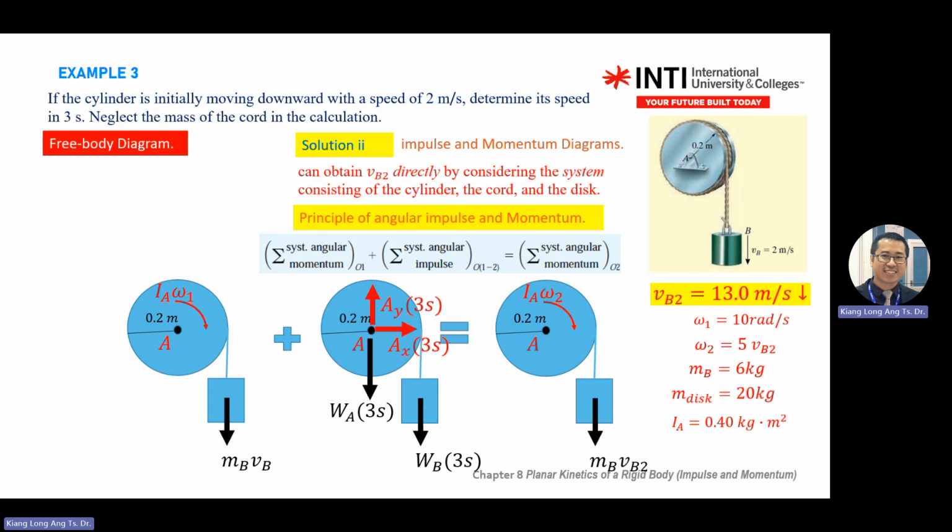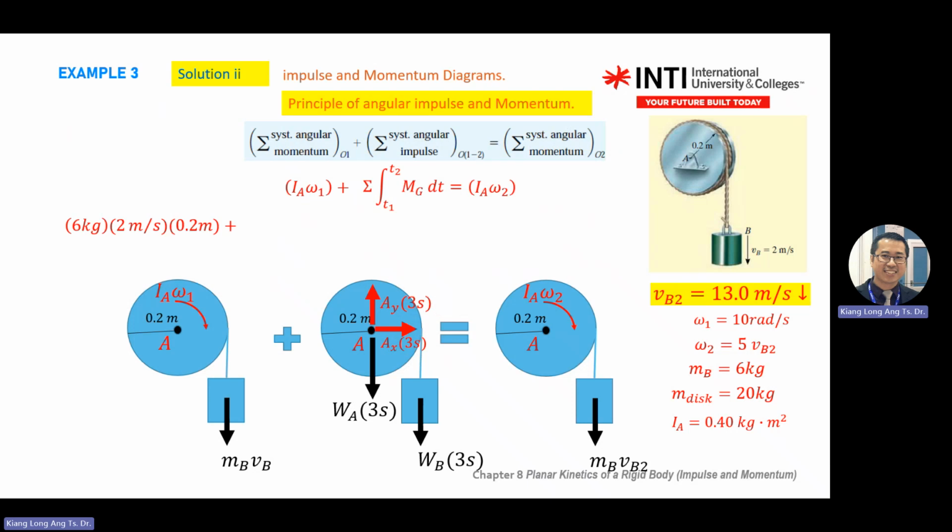So for system angular momentum, you need to consider I omega 1 plus the impulse. Impulse means all the forces multiplied by the time will create impulse. This one multiplied by 3 seconds, AX times 3 seconds, this one 3 seconds, this one 3 seconds. Then equal to IA omega 2. And you solve in X and Y direction.